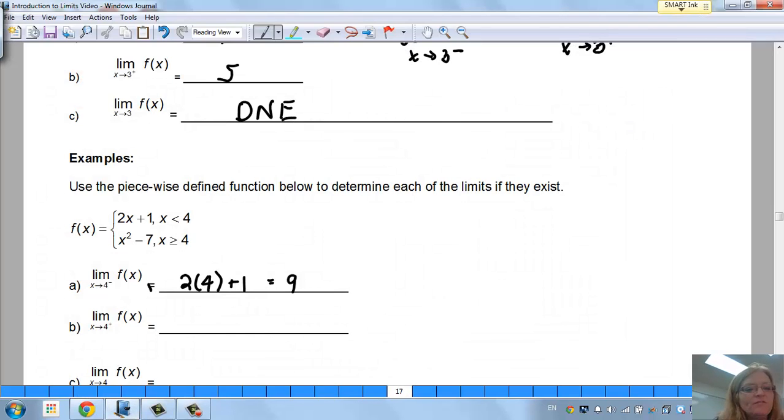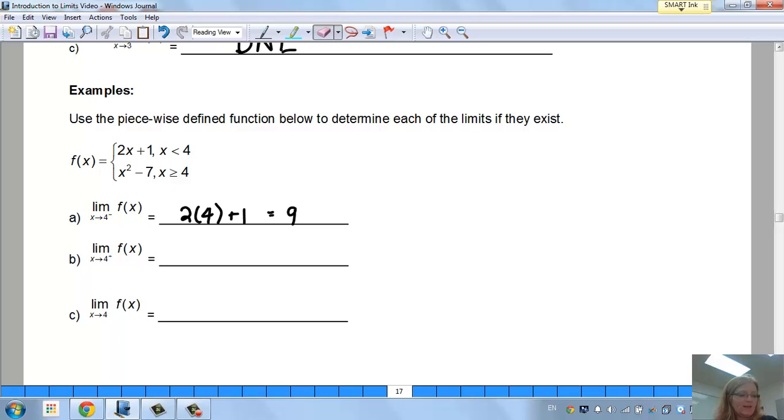So if I plug a 4 in there, I get 4 squared is 16 minus 7 is 9. So this is also 9. Please write a 9 here. So I can just say now the general limit exists, because when I go from both sides, it is 9. This comes out to be 9 when I plug in the 4 squared minus 7. And then I can say the general limit is 9.